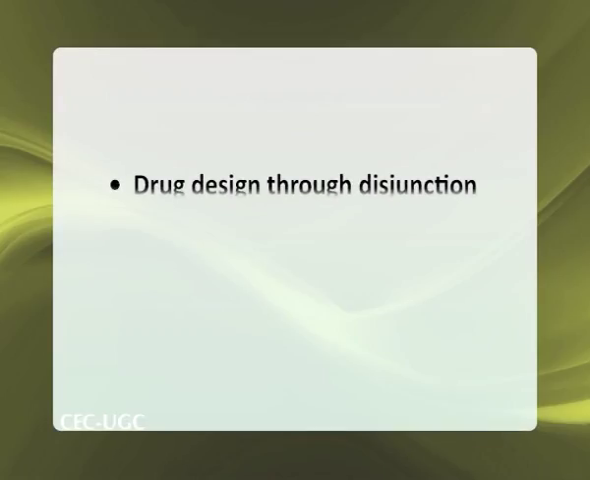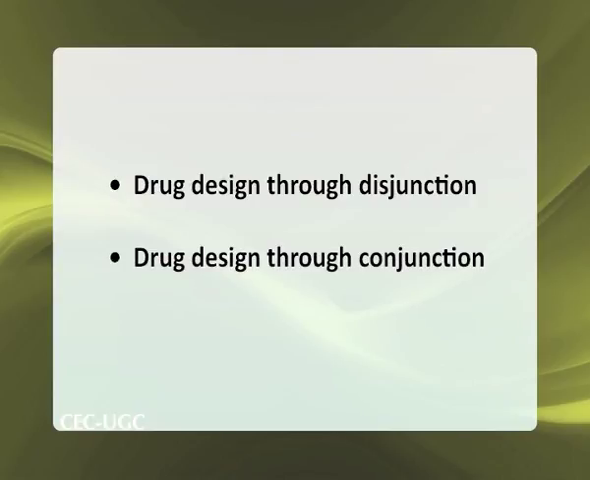The application of the method of variation, depending on the considerations enumerated above, is exploited in two different manners to evolve a better drug. The two main approaches for this goal can be indicated as drug design through disjunction and drug design through conjunction.